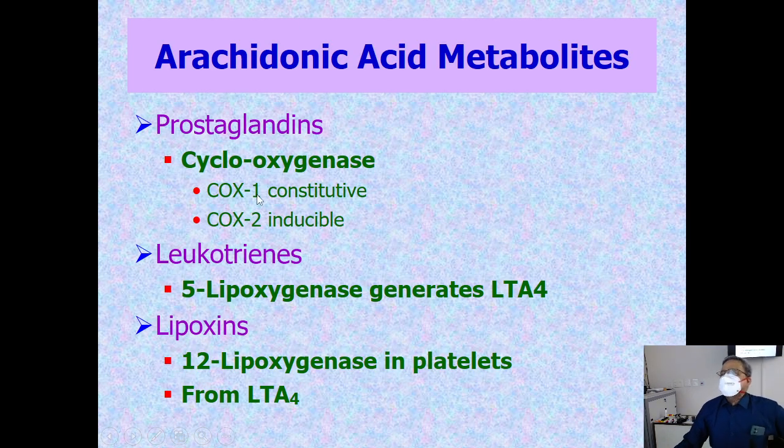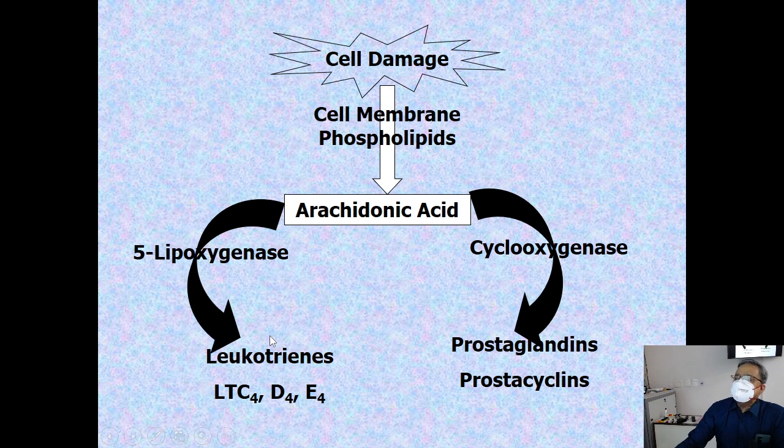So, two kinds of cyclooxygenase are there. One is COX-1, which is constitutive, and COX-2, which is inducible. You already know them. Okay, we'll come to that. So, leukotrienes and lipoxins. Leukotrienes are bad guys. Lipoxins stop the inflammation. They end the inflammation.